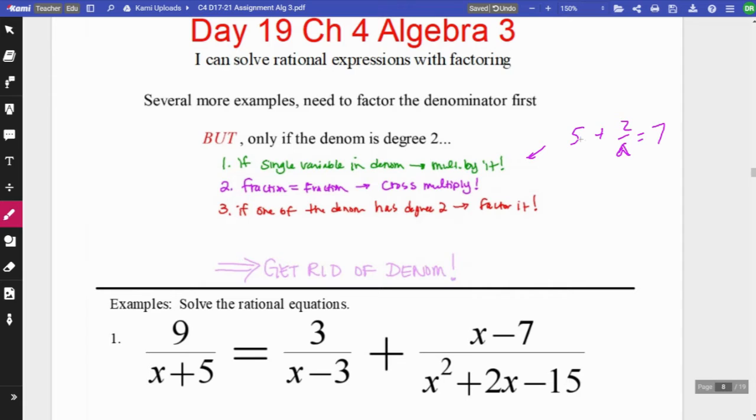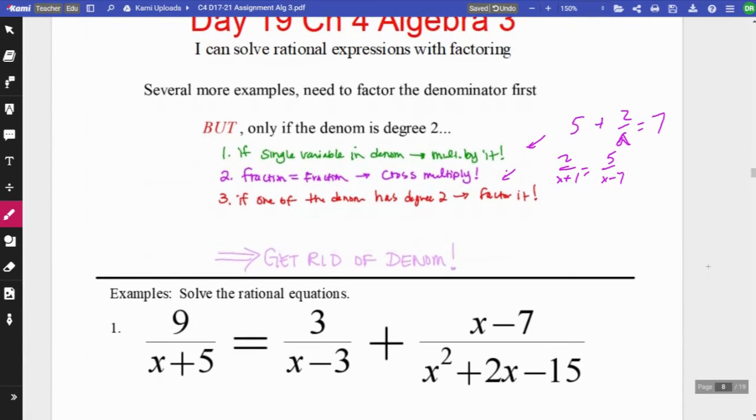We multiplied everything by a to get a to not be in the denominator. Then we had the other case where we had fraction equals a fraction, like 2 over x plus 1 equals 5 over x minus 7. I just made it up, but we have a fraction equaling a fraction. And the way to do this is to cross multiply. It's the easy way out.